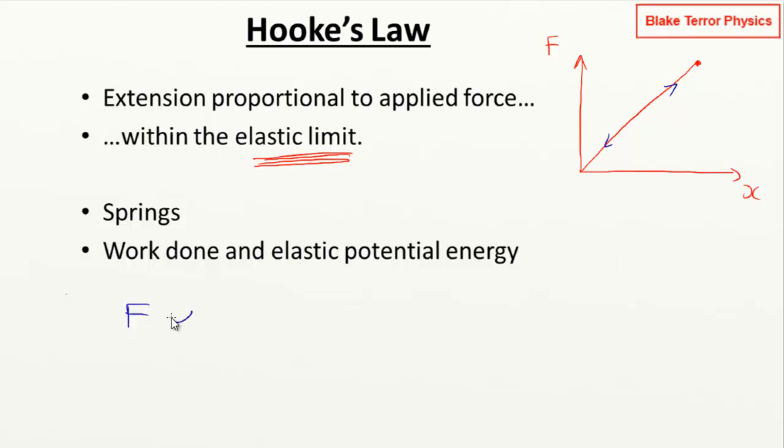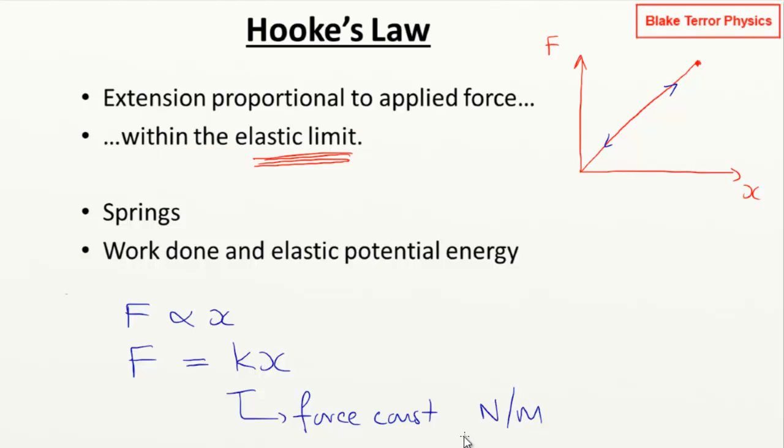We've got F is proportional to extension, so we'll put in our constant of proportionality k, which is the force constant. And the force constant, we can see, is in newtons per meter. And this is really why we've got the axes this way round.